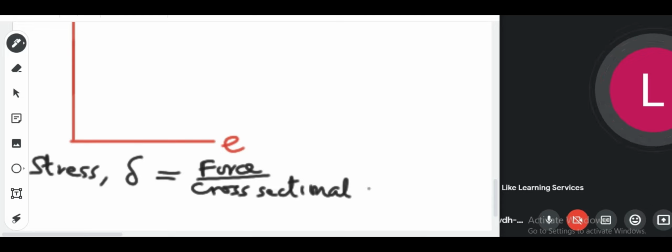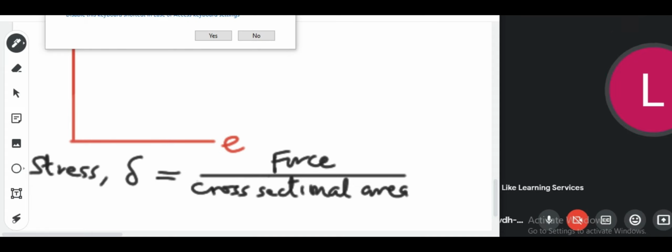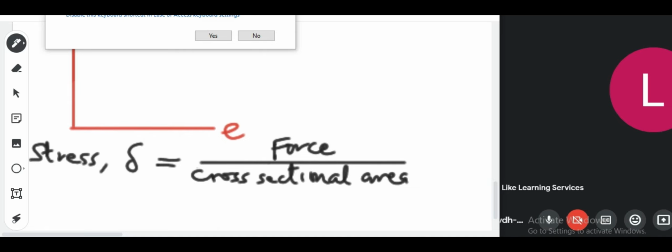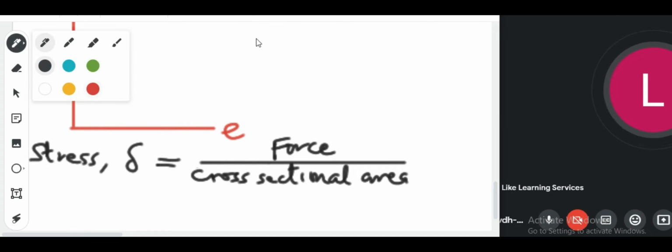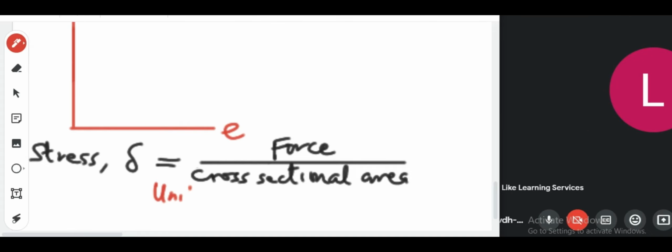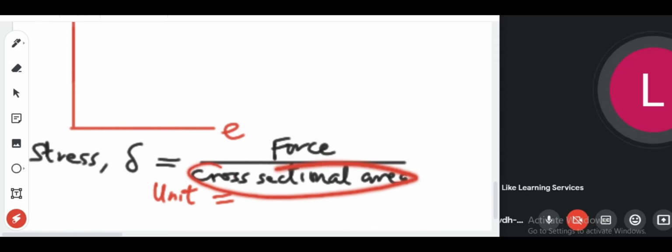So stress is force over cross-sectional area. That means the unit of stress will be, since it is force over cross-sectional area, Newton per meter squared, which is like the unit of pressure. Because the unit of force is Newton, the unit of cross-sectional area is meter squared.